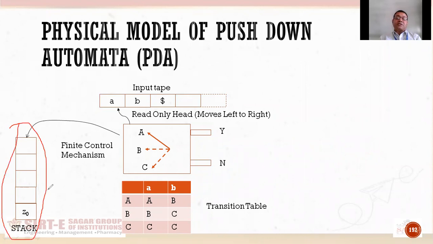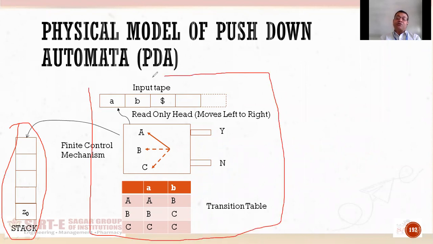In the absence of this stack, or in the absence of this memory element, this machine was only a finite control mechanism, was only a finite state machine, which was not able to recognize those languages, one of which I illustrated just now. Now, if I say it in general language, then I can write it like this. Just a second.